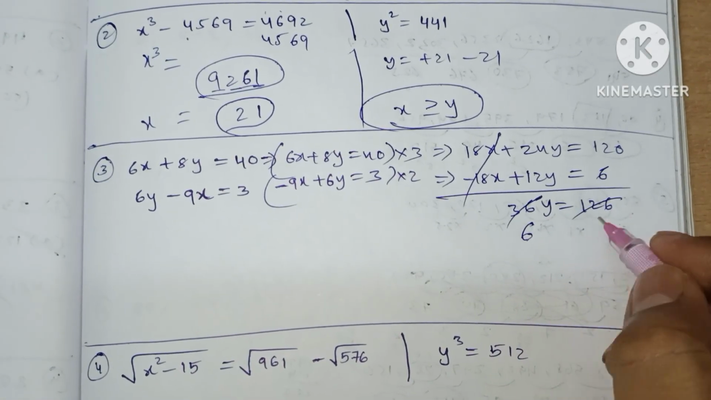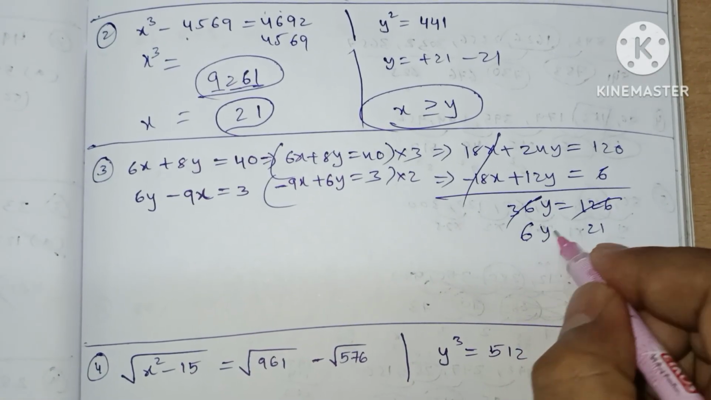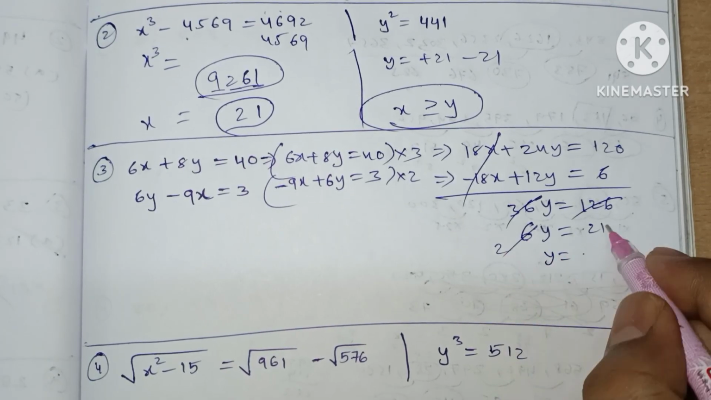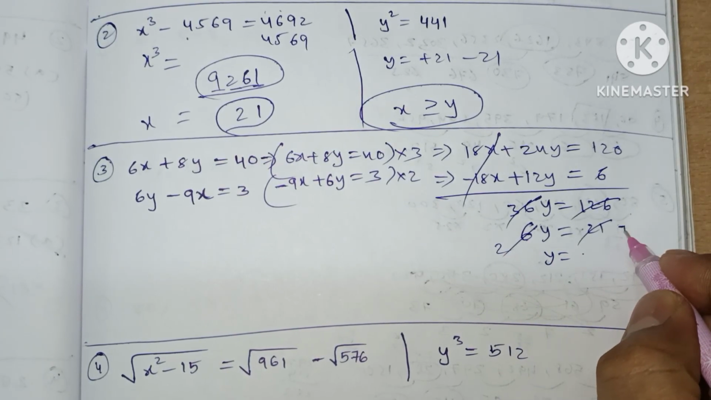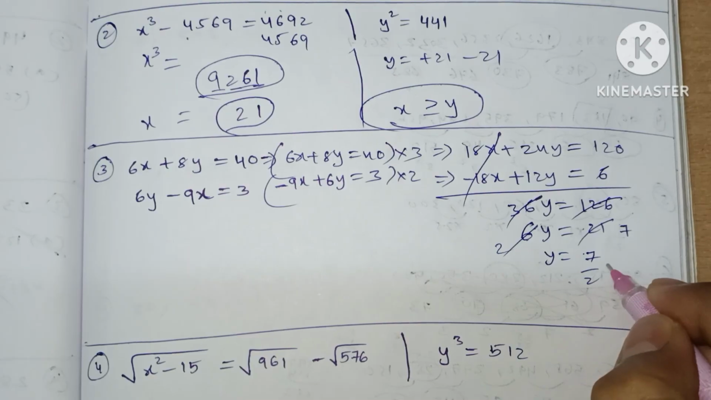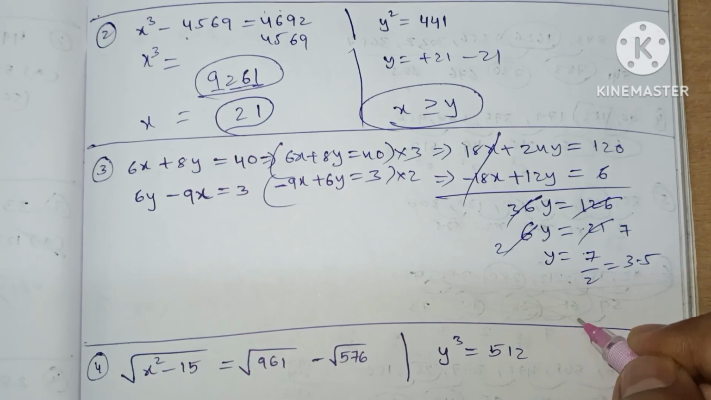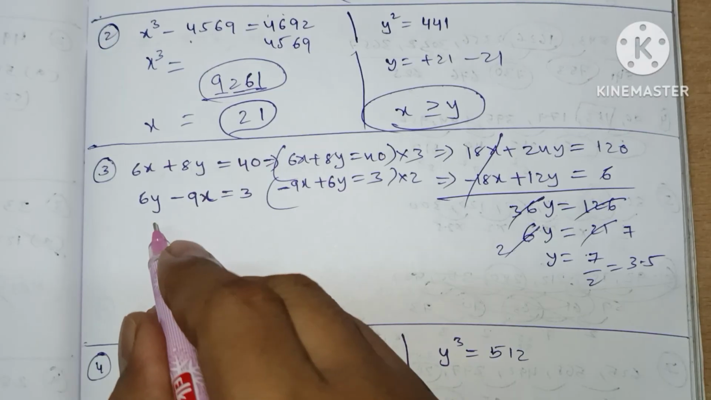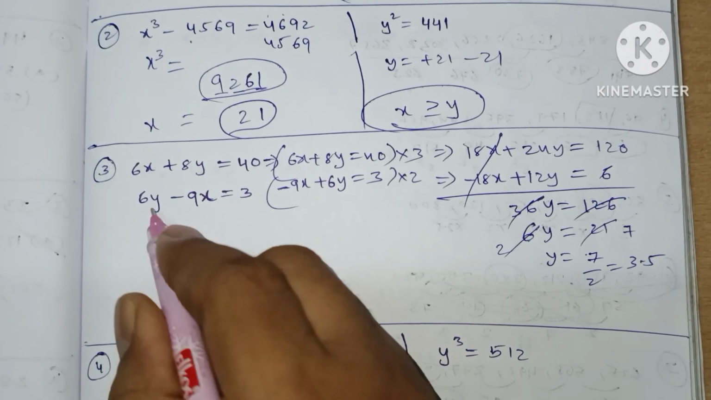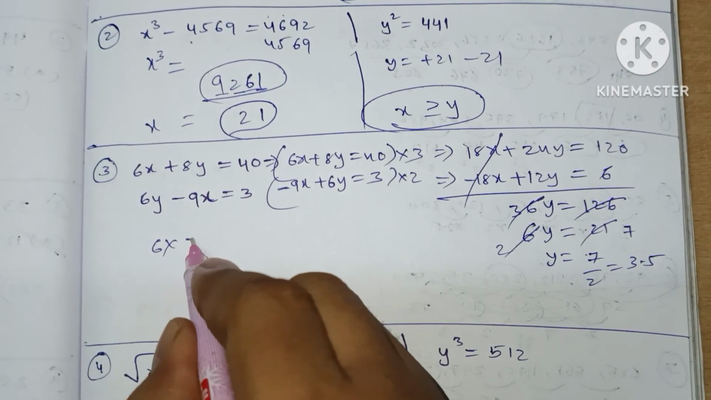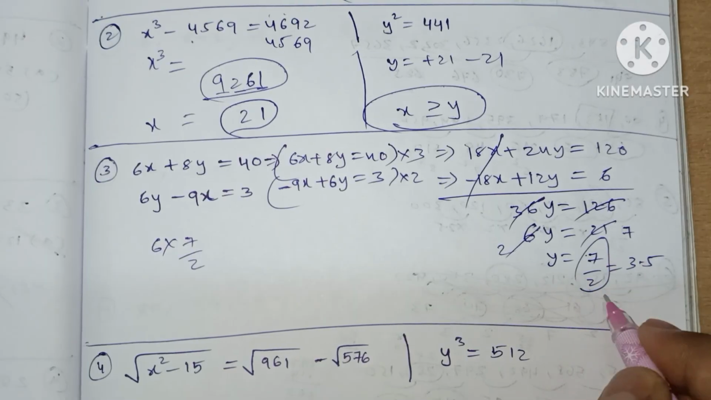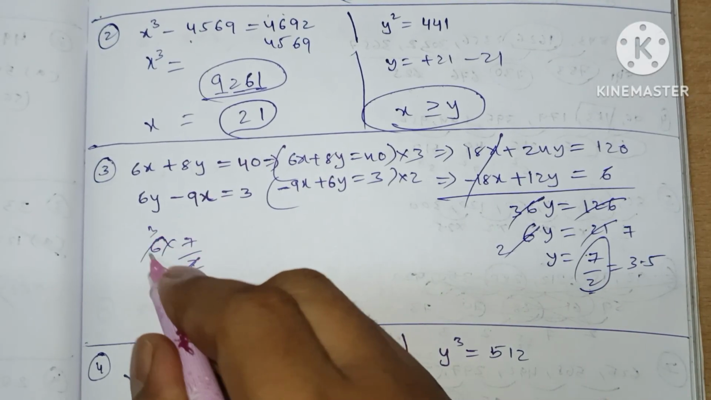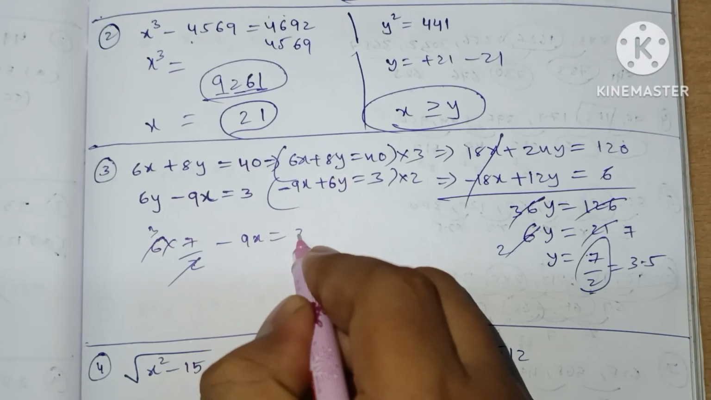6 times 6 and 6 times 21. y equals 3 times 2 and 3 times 7, which is 7 by 2, nothing but 3.5. The y value is 3.5. So substituting y in this one, 6y means 7 by 2. y is nothing but 7 by 2 or 3.5.